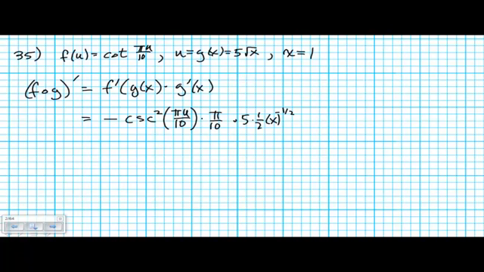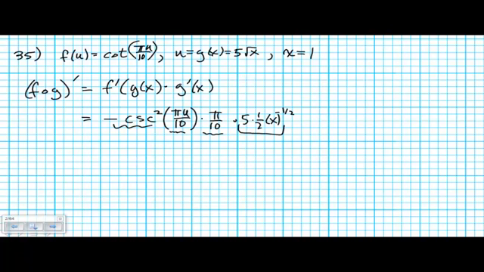Wait, I kind of don't get why you multiply by pi over 10. Because this is the inside of that function. So derivative of the outside, leave the inside the same, derivative of the inside. No, it's the g of x. This is g prime of x right here. All right?